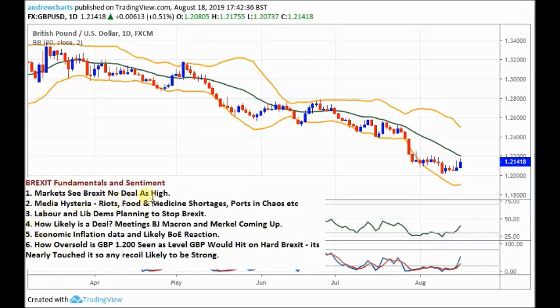Markets see a no deal Brexit as high, the UK crashing out of the zone. Obviously Boris Johnson, the UK Prime Minister, has said, unless the EU want to renegotiate, then the UK will leave without a deal. The market's seeing the odds as very high of a no deal, but the odds aren't as high as the market thinks. But that's kind of getting in the price now.